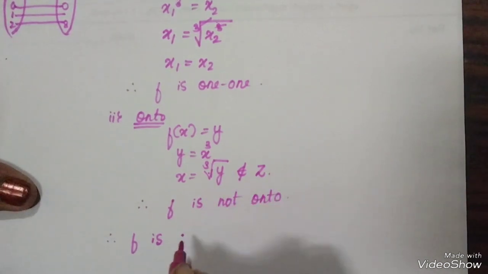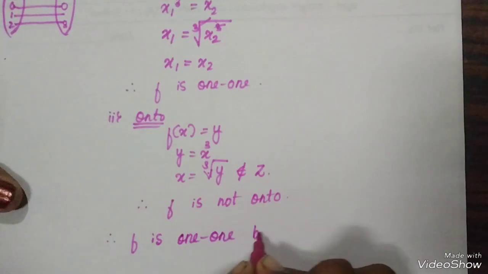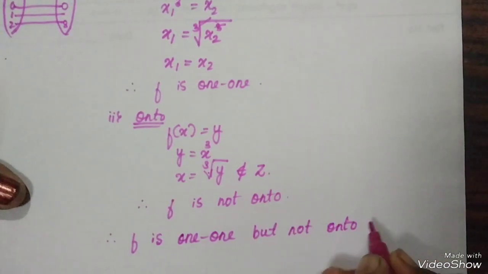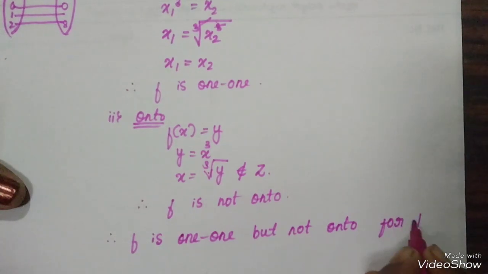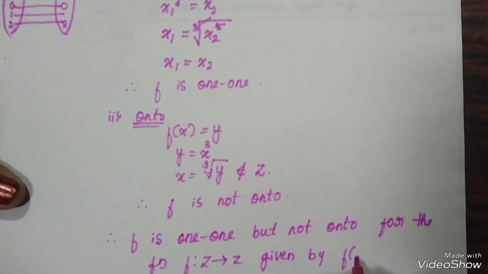Therefore, the function is one-one but not onto for the function f from Z to Z given by f of x is equal to x cube. Okay, now we will discuss the next problems in the next section. Thank you.